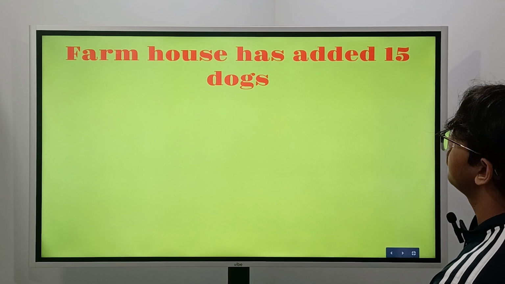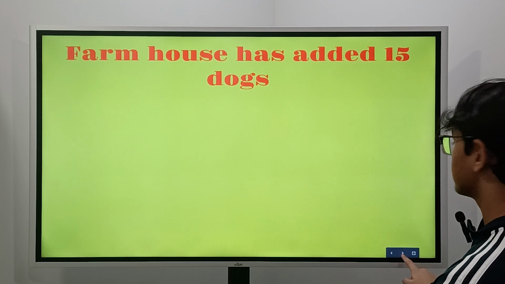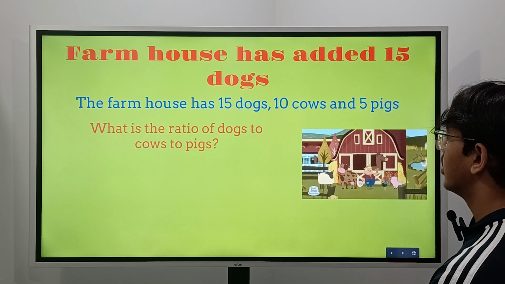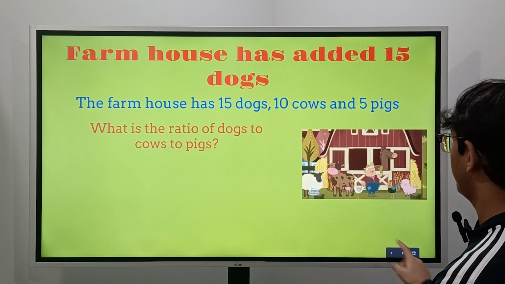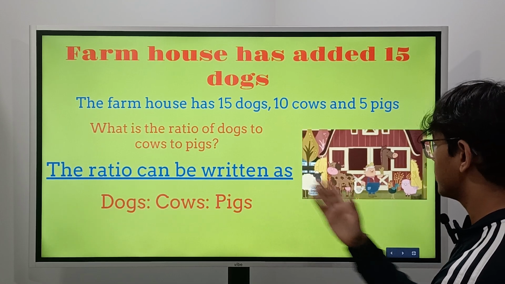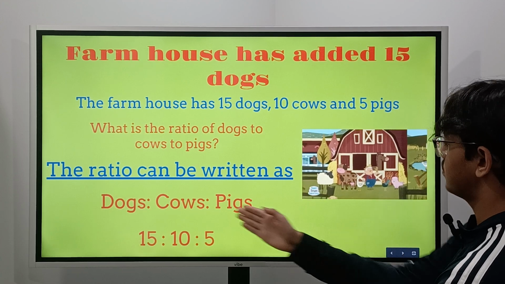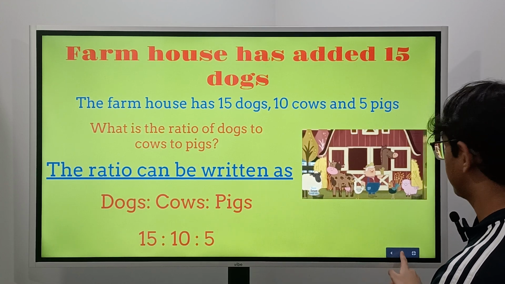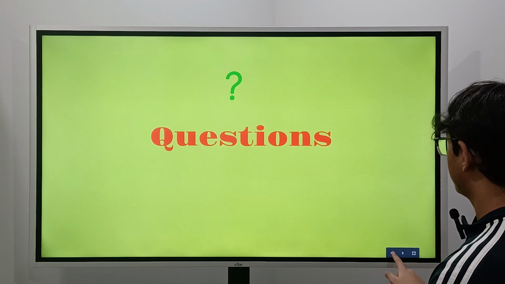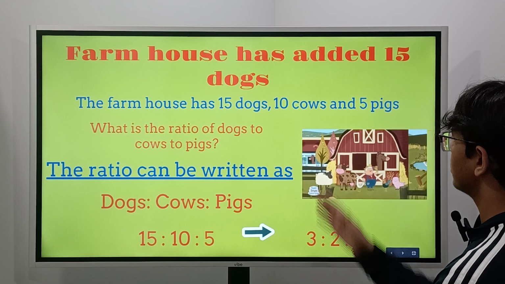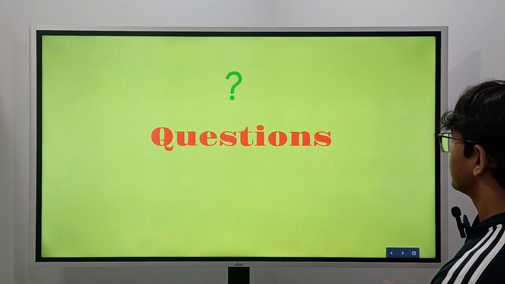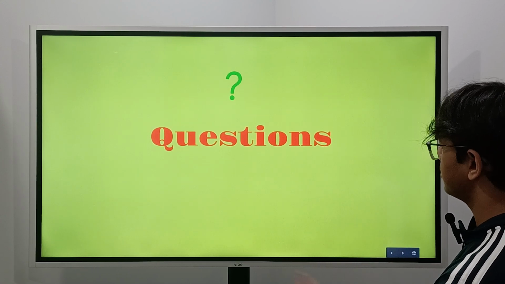Now we're going to go over what happens when the farmhouse has added 15 dogs. So the farmhouse has 15 dogs, 10 cows, and 5 pigs. What is the ratio of dogs to cows to pigs? The ratio can be written as dogs to cows to pigs, which is 15 to 10 to 5, and can be simplified to 3 to 2 to 1. So this is the ratio of the farmhouse from dogs to cows to pigs. That basically covers everything for the beginning part here.